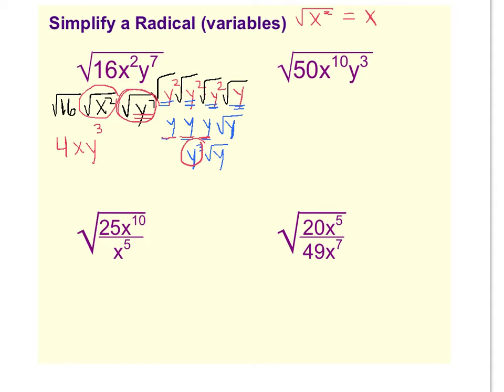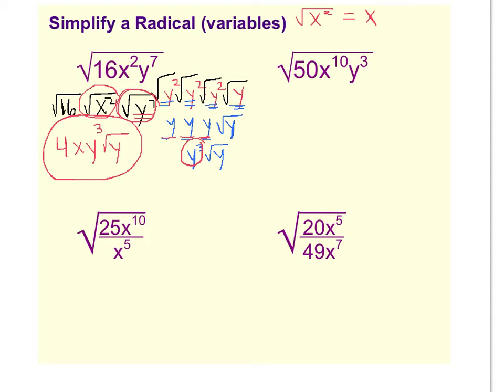And then do you have any leftover y's? Well, if you have 3 groups of y squared, that gets you up to 6, and you need 7, so you have 1 left over that stays underneath your radical. So there you go. That is our simplified answer with numbers and radicals.